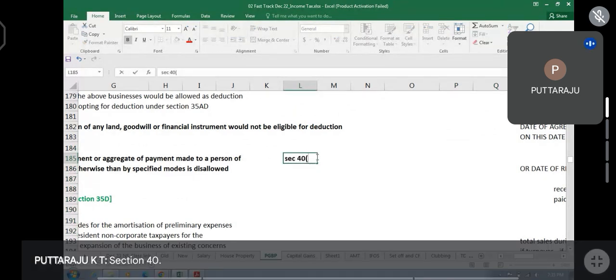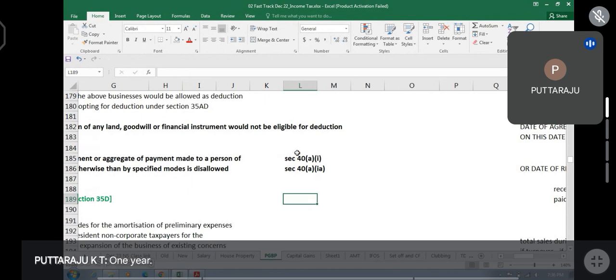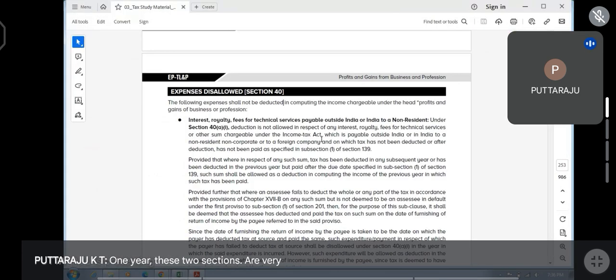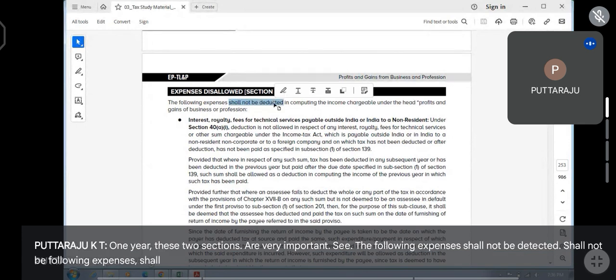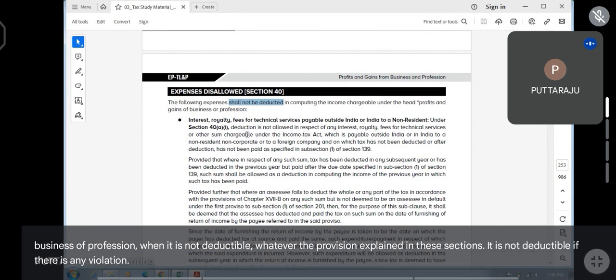Section 40A1. These two sections are very important. Okay. See, the following expenses shall not be deducted in computing the income chargeable under the head profits and gains of business or profession. When it is not deductible, whatever the provision explained in these sections, it is not deductible if there is any violation. Okay. I will not go into all these lines.